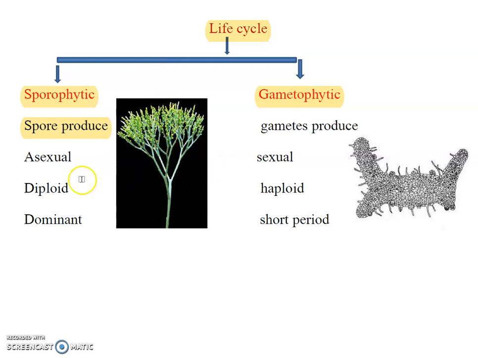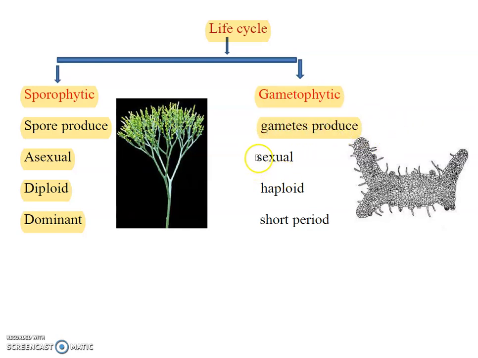In the sporophyte, spores are produced asexually, and it is made of diploid cells and it is dominant. Dominant means it is long lived. Another stage is the gametophytic stage. The gametophytic stage produces gametes, male gametes and female gametes.